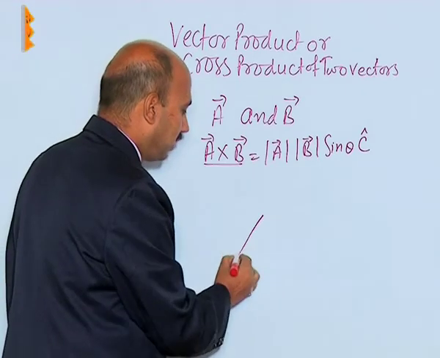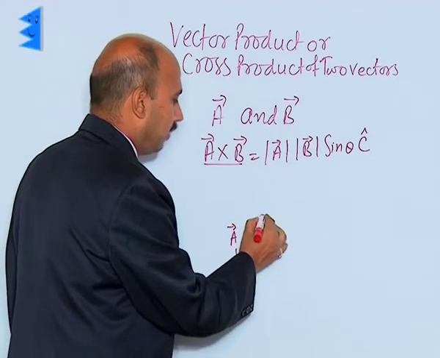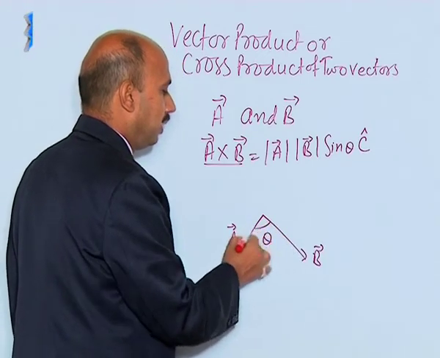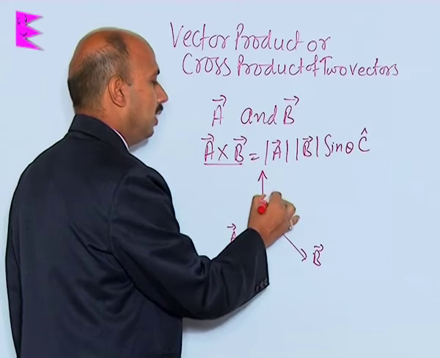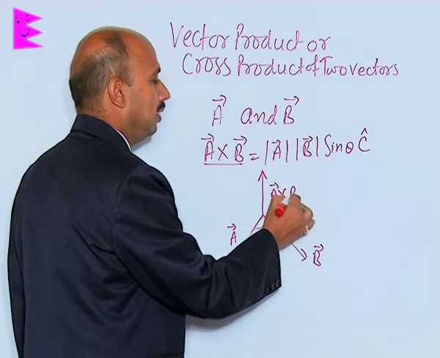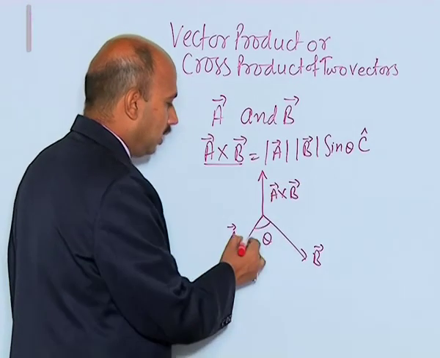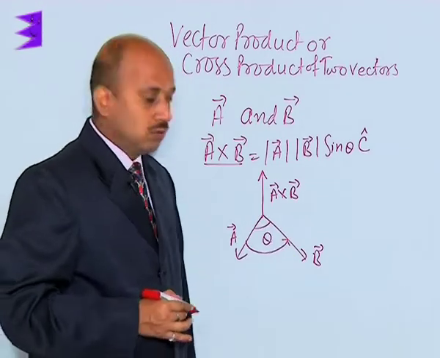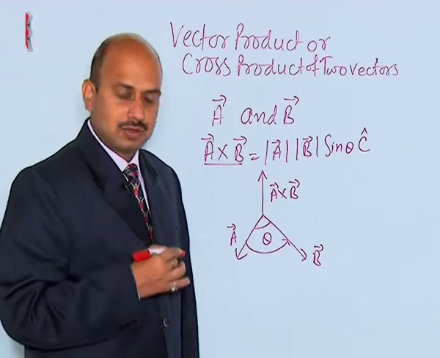Suppose you have taken vector A to this side, vector B to this side, and this is the smaller angle between them, then A cross B will be in this direction. So, if you are moving from A to B, then it will be in this direction. So, this is the cross product of two vectors.